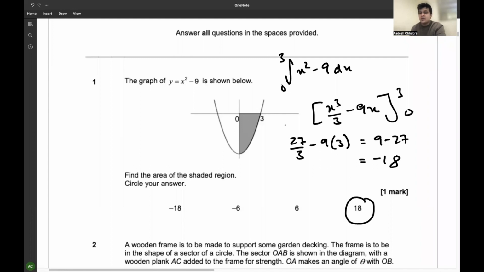And that is because the reason that this is negative is because the area under the curve is below the x-axis. So in order to find the actual area of the shaded region, you'd have to take the modulus of this answer, because of course area cannot be negative. So that's why your answer is positive 18. So that is question 1.